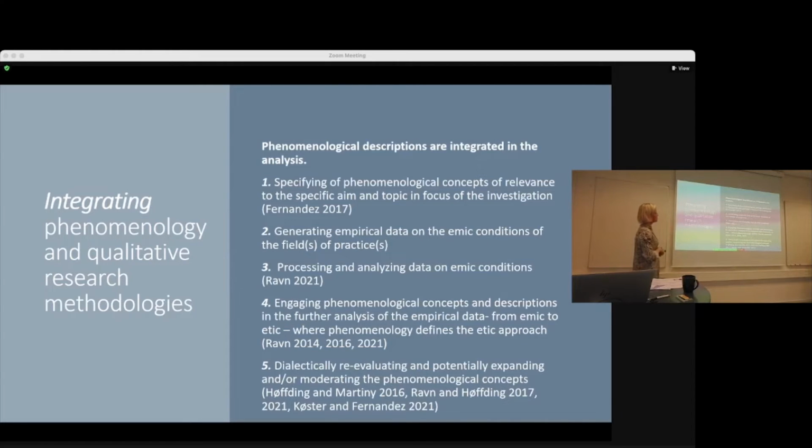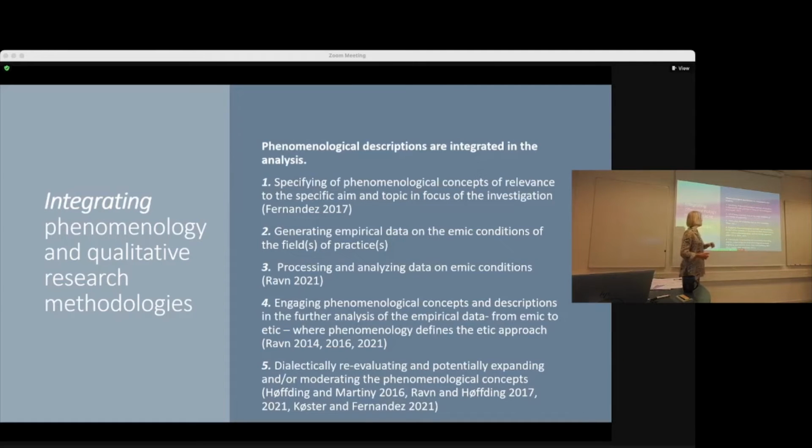So what I do, I specify first of all the phenomenological concepts of relevance to the specific aim and topic in focus for an investigation. Here, interaction. There are certain phenomenological descriptions on this. This is interesting for the analysis. I generate empirical data and also process and analyze these data on what I refer to as emic conditions. In short, it means that I follow ethnographical fieldwork traditions in the way I generate data. Some of you will know this as thick descriptions, so I use the context as part of the analysis. I try to be faithful to the descriptions according to the context that people are part of.